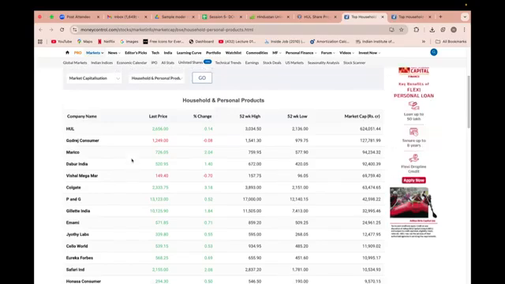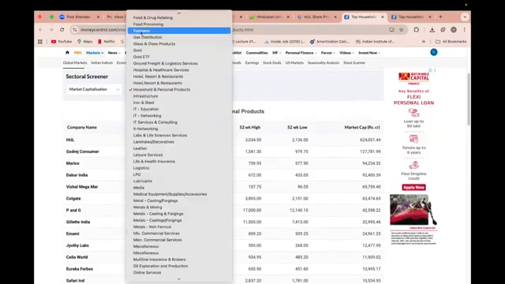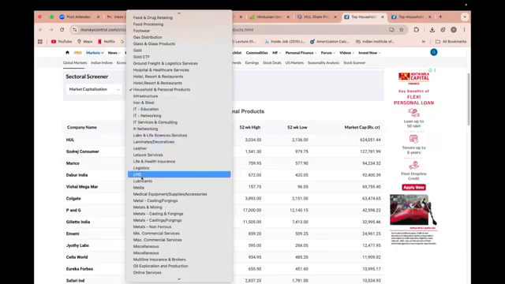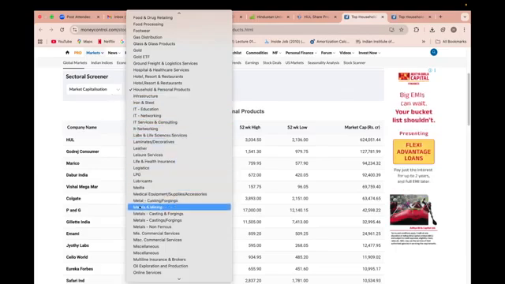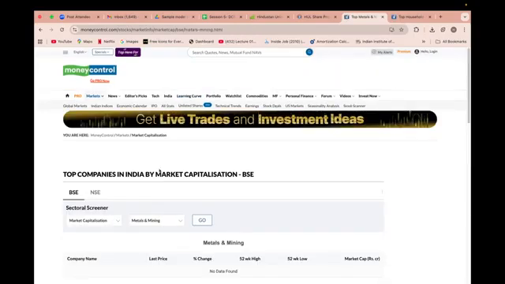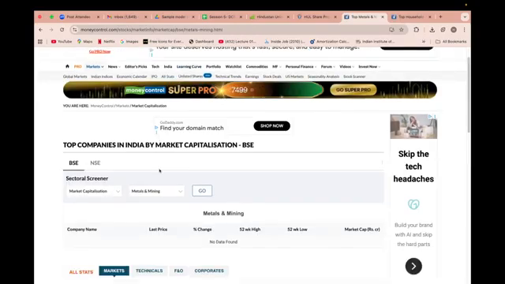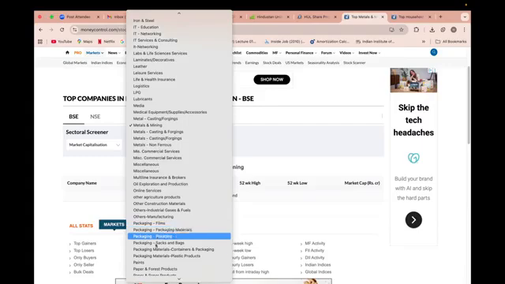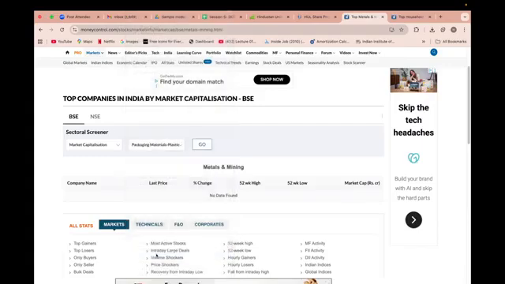You can also select the sector. Since this is the household and personal products sector, I'll stick to it. If you want to change the sector, let's say we change to metals and mining, you see none of the companies are comparable because they are from totally different industries, so it doesn't make any sense. Let's try another company. Let's say household, let's take plastic products.